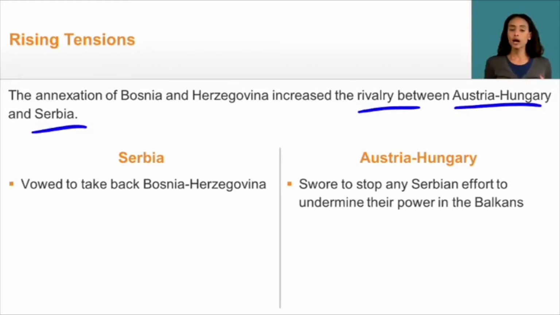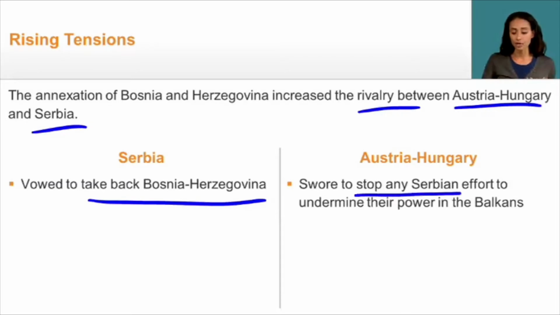As a result of Austria-Hungary's annexation, Serbia is going to vow to take back Bosnia and Herzegovina, and in response to that, Austria-Hungary is going to swear to stop any Serbian effort to undermine their power in the Balkans. And so this increased tension is going to lead to more conflict, and that powder keg is going to really get closer to being set off between all of these empires and regions.